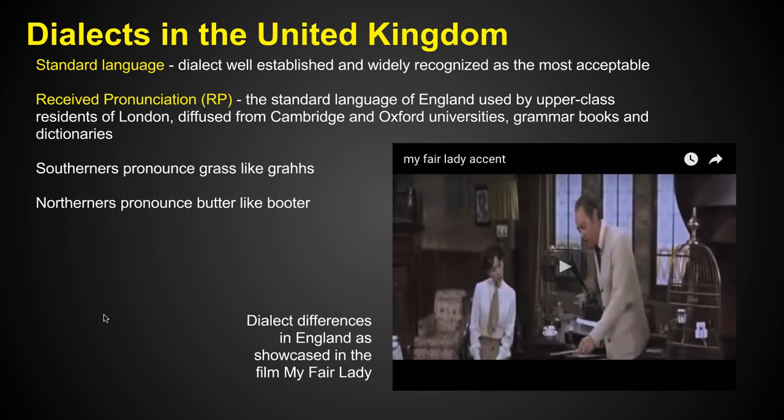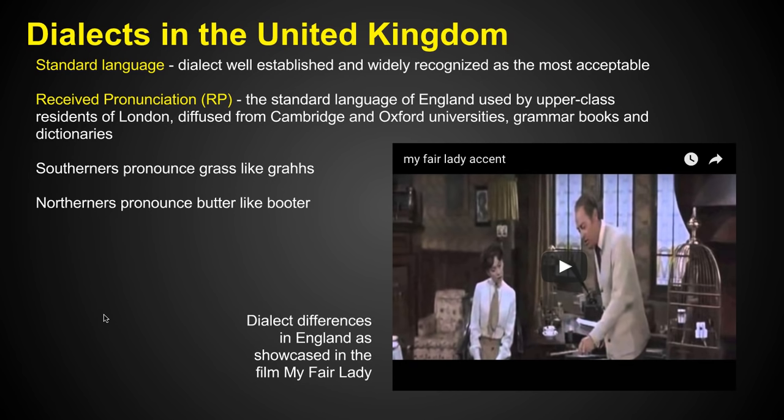Okay. Dialects in the United Kingdom. Standard language. This is a dialect that's well established and widely recognized as the most acceptable. In the United Kingdom, they have RP, or received pronunciation. This is the standard language of England, and it's used by the upper class, the residents of London. It diffused from Cambridge and Oxford universities, and it diffused through grammar books and dictionaries. This was what they considered the proper language.